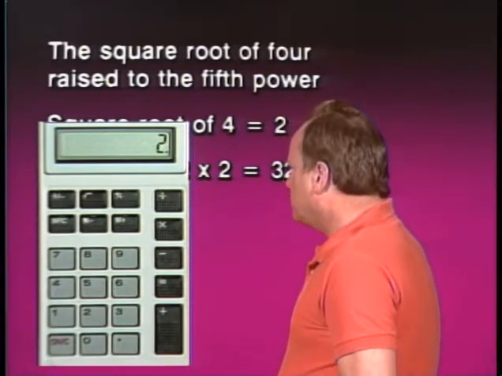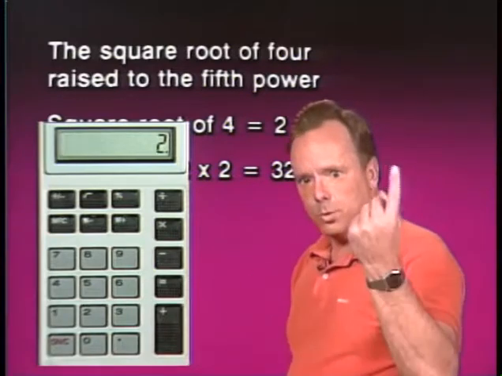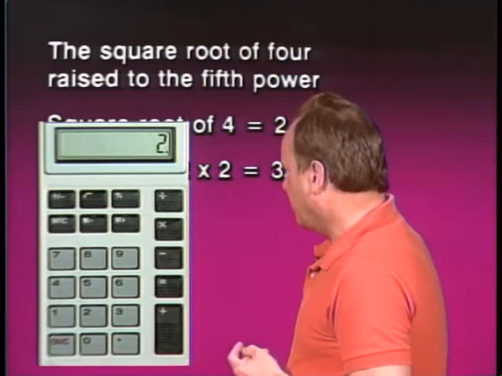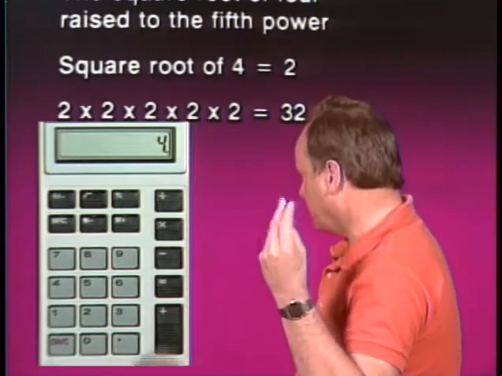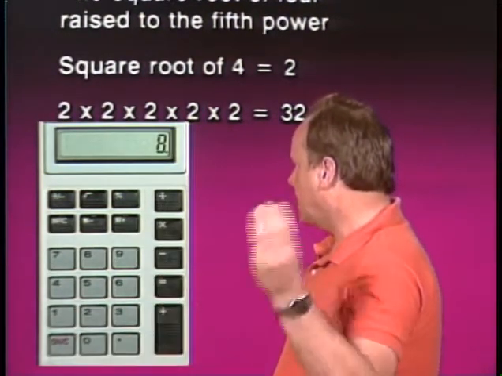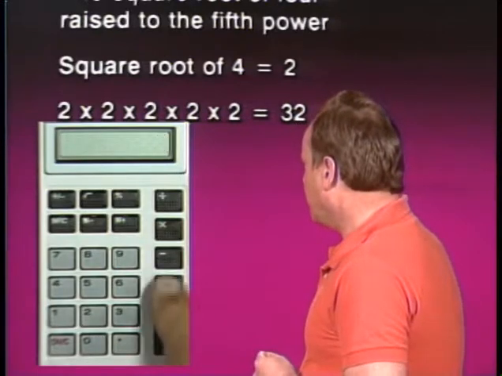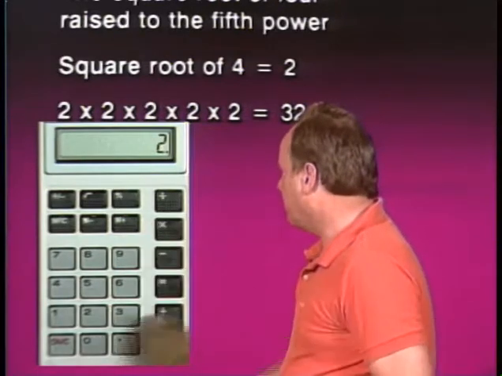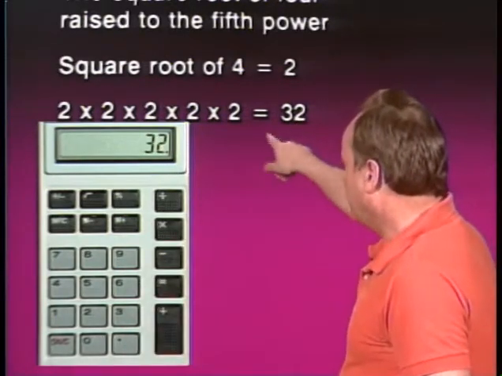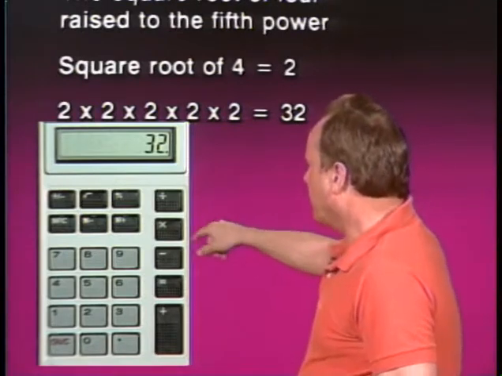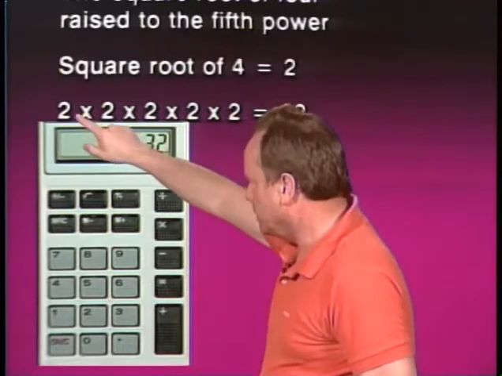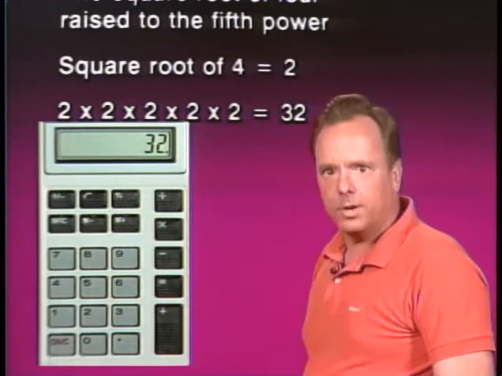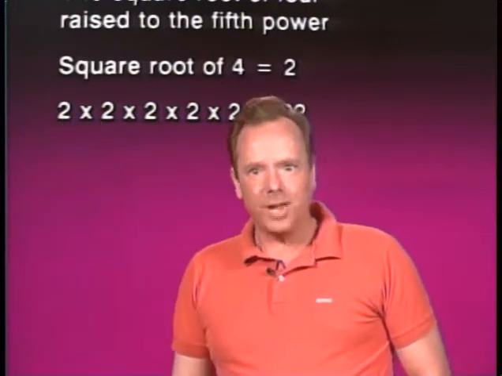All right, now all we have to do is use that as a factor 5 times. We've used it once now, and so multiply times 2, and that's using it as a factor a 2nd time, times 2 again, 3rd time, times 2 again is the 4th time, and times 2 again is the 5th time. And now we find out that the answer is 32. Remember, raising something to the 5th power is using it as a factor 5 times. We use 2 5 times, and we get 32. See, nothing to that either.